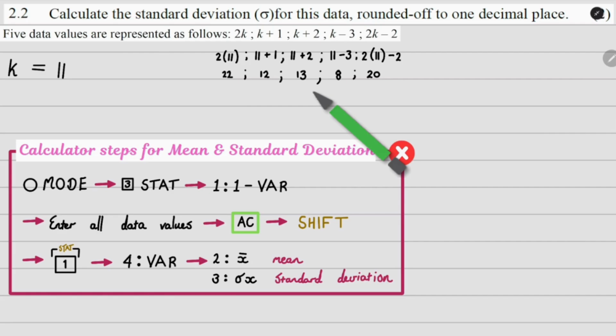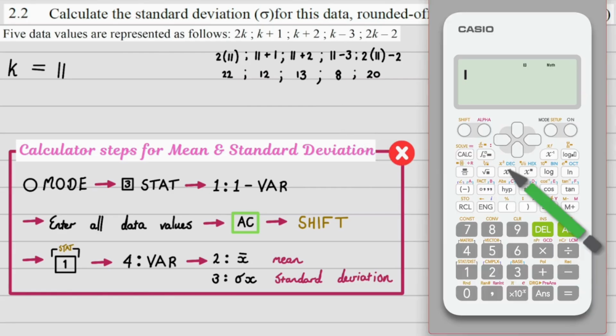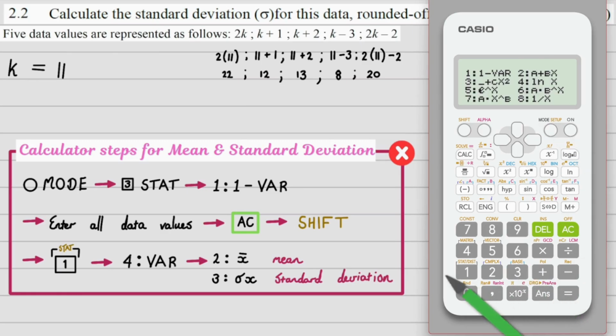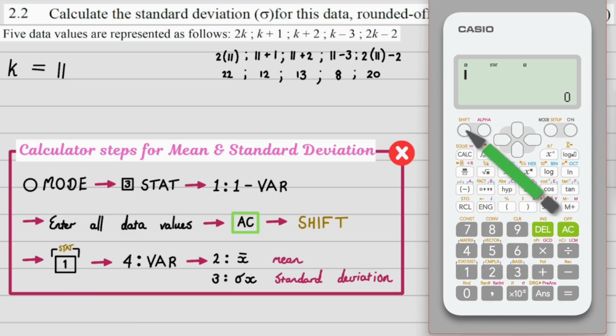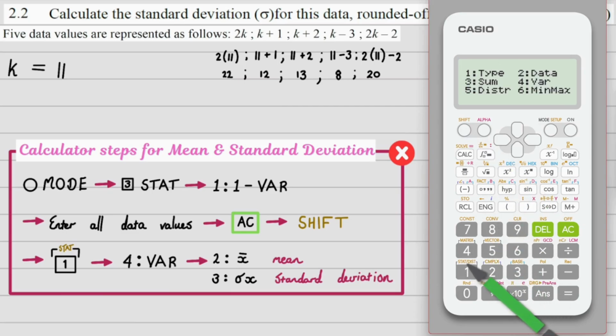Okay, now we're going to bust out our calculator. Okay, and then let's start going through the steps. So mode 3, 1. Now I enter in all my data values. So I press 22 equals 12 equals. And speeding that process up, I've got 5 data values. The last one is 20. Now it may seem scary, but we're going to press AC. And then we press Shift and 1. Then we go to number 4, var. And then we want the standard deviation. So we're going to choose 3.